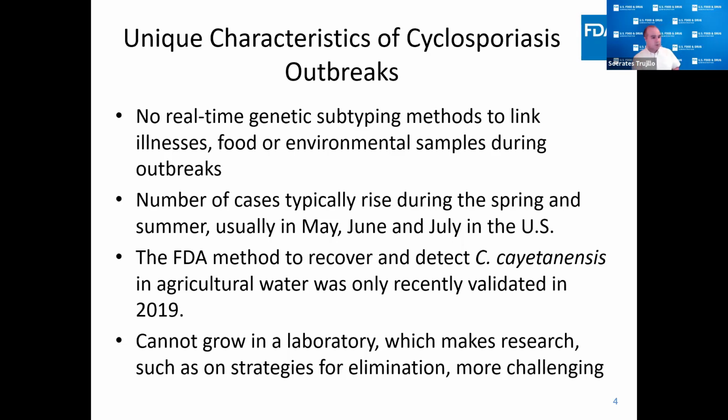Another thing that is important to mention is that here in our laboratories at the FDA, we are developing methods to recover and detect Cyclospora cayetanensis. The newest method that we developed was for agricultural water. It was validated in 2019 by a multi-laboratory protocol, where several labs implemented this protocol to make sure that it was working appropriately with different analysts in different locations.